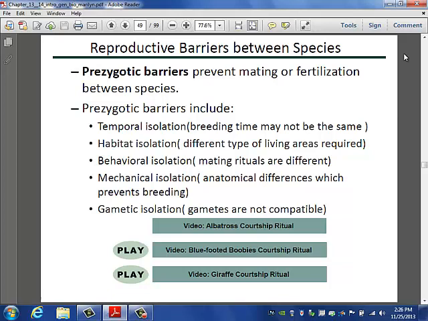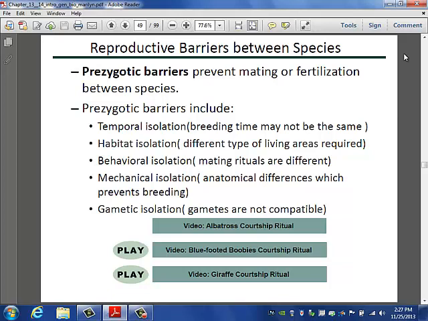They include temporal isolation. Breeding time may be the same, or may not be the same. So certain individuals of a certain species might have a breeding cycle that doesn't match up with another species. Or what? What's that called? Yeah, incubation periods, exactly. What's the incubation period for a human? 40 weeks. It's called the gestation period. And that's the development of that particular species before birth.